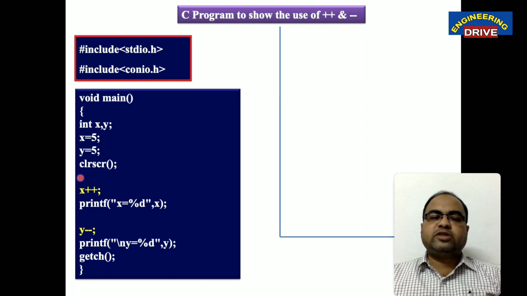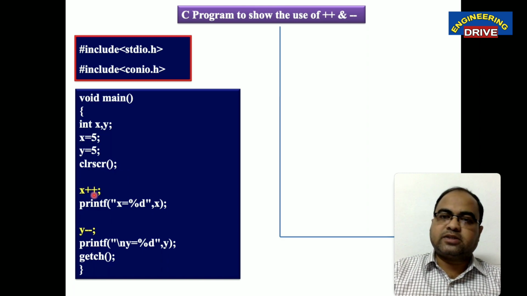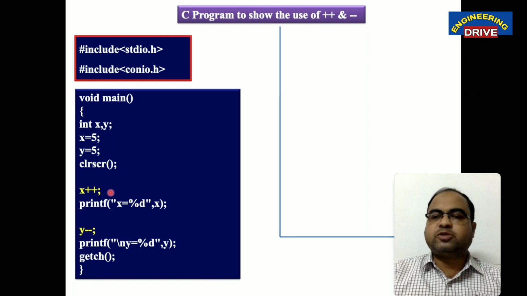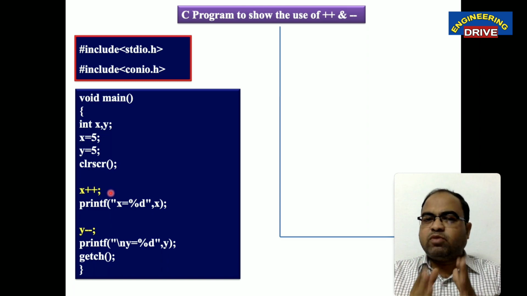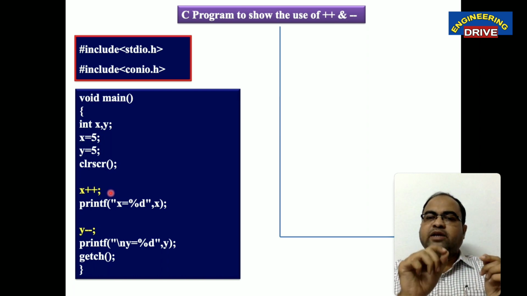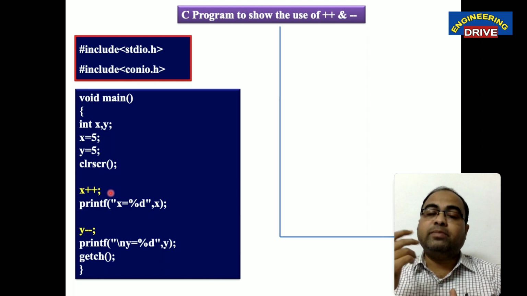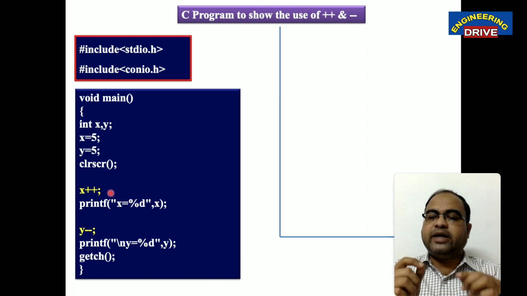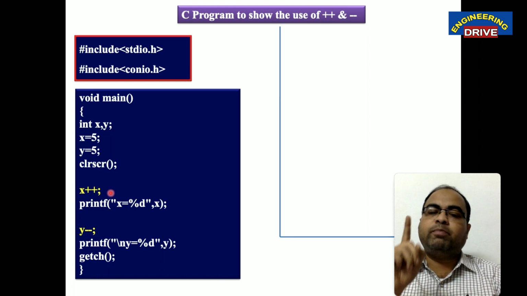And to clear previous output, clrscr, the clear screen function. Now x plus plus, which means 5 plus plus. Now I am incrementing the value of x. What is the original value of x? The original value of x is 5. When it becomes 5 plus plus, what is the new value of x? The new value of x will be 6. The plus plus operator, or increment operator, will increase the value of a variable by 1.